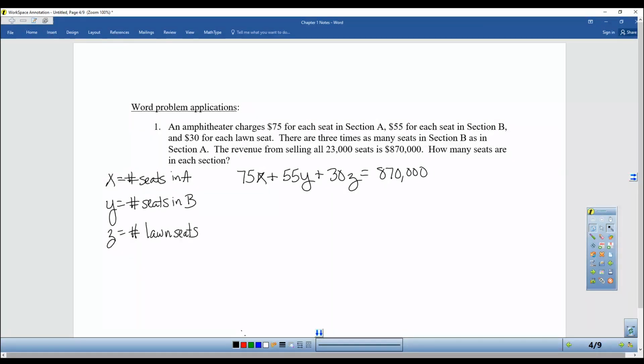$870,000. So just as an example, if they sold 100 section A seats, then 100 times 75 would give you the revenue from that one section. Now, how many seats are there? Well, if you take all the X seats and all the Y seats and all the Z seats, there are 23,000 seats.